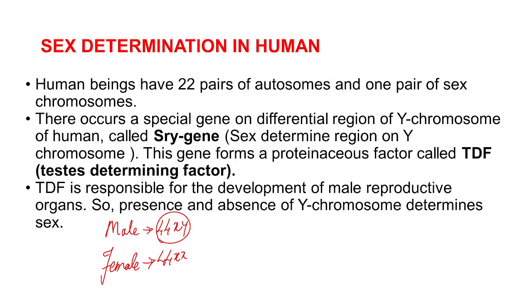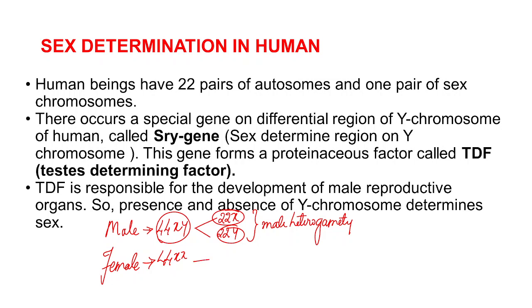That is why the male individuals can produce two different types of gametes, which is called as male heterogamity. Okay, they can produce 22X and 22Y, two different types of gamete. So, this condition is called as male heterogamety, right?